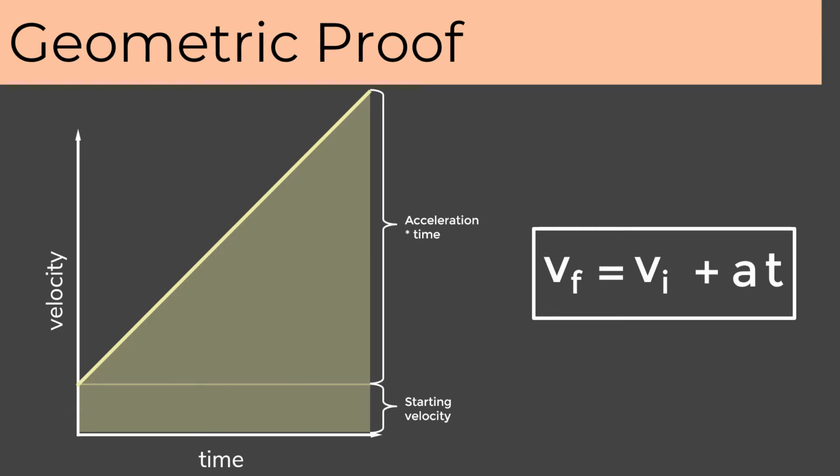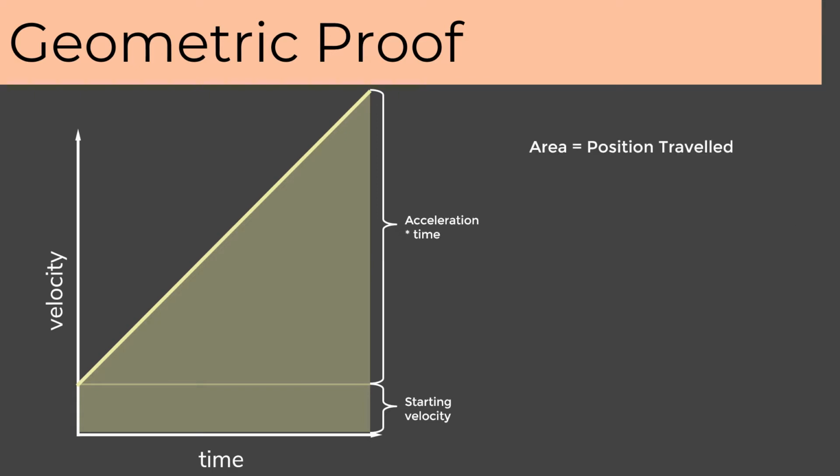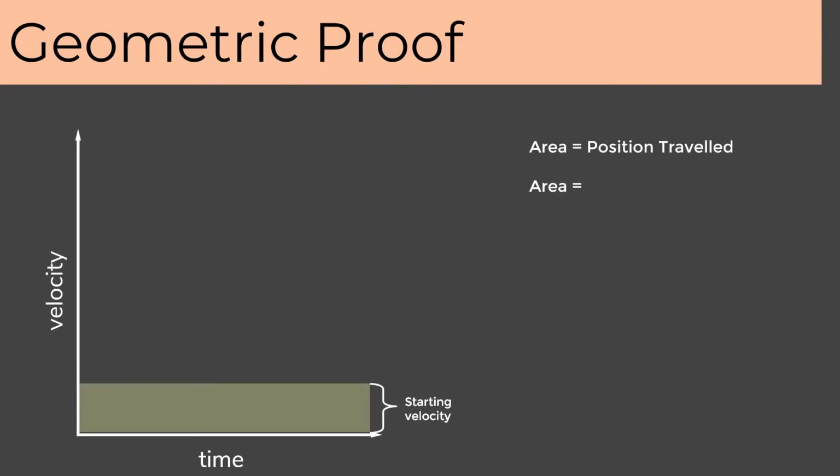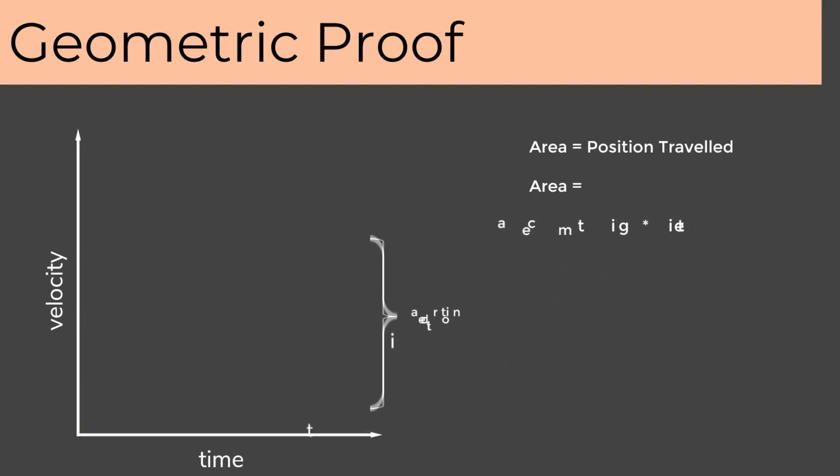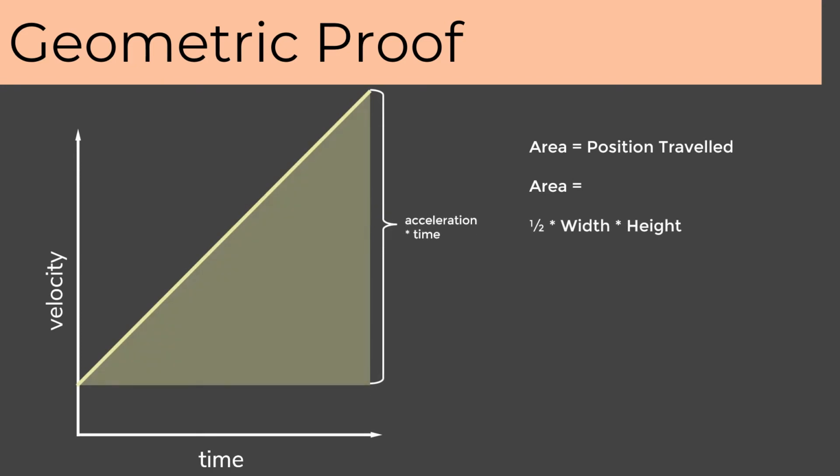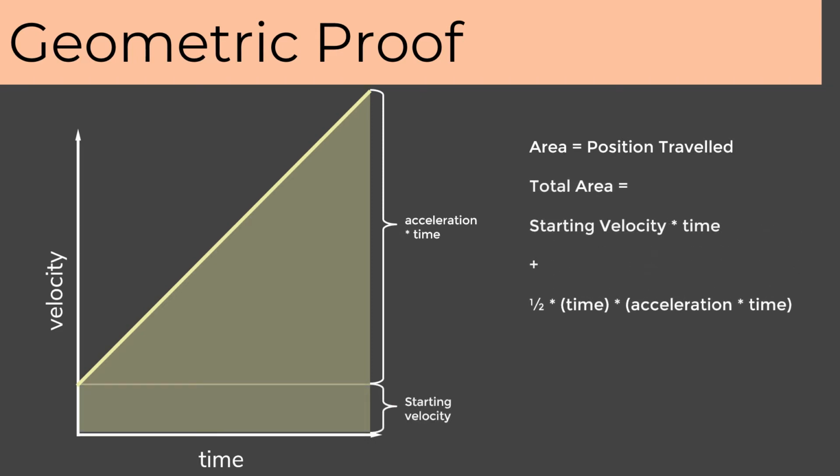To derive the second kinematic equation, let's solve for area. Recall that area is equal to the distance traveled, and the area under the graph is divided up into 2 shapes, a triangle and a rectangle. Let's find the area of each individually. The area of the rectangle is equal to the starting velocity multiplied by time. The area of the triangle is equal to half of the product of the width and the height. The width is the time and the height is the acceleration times time. Adding these up gives our total area.